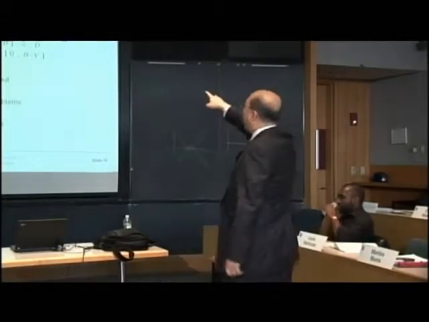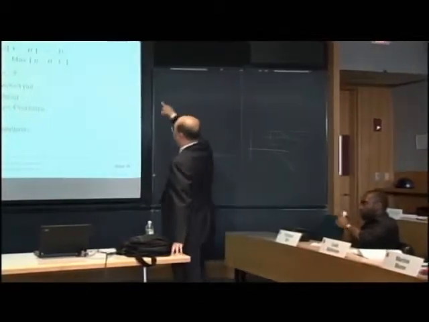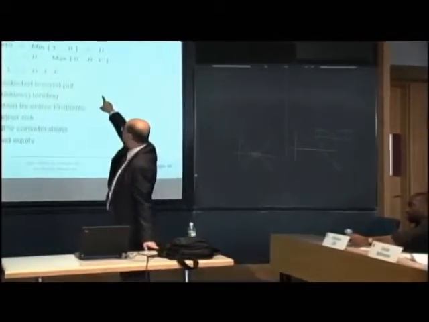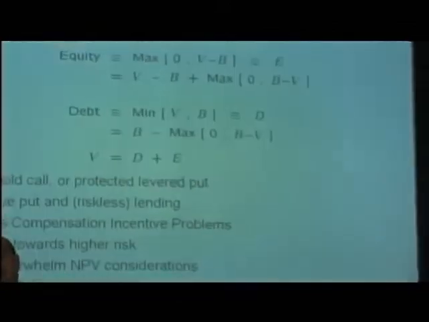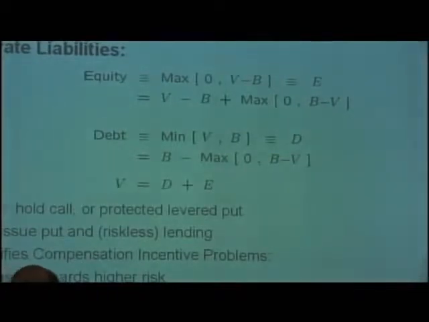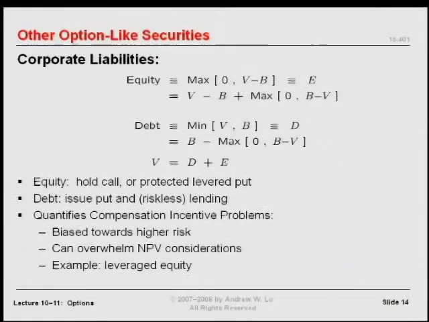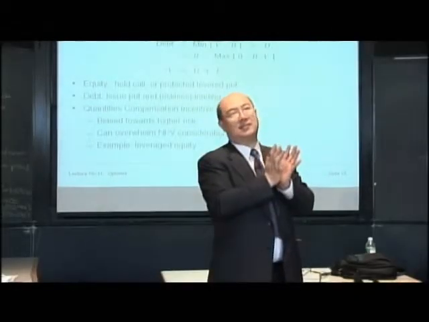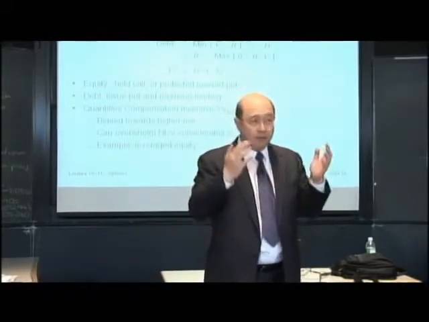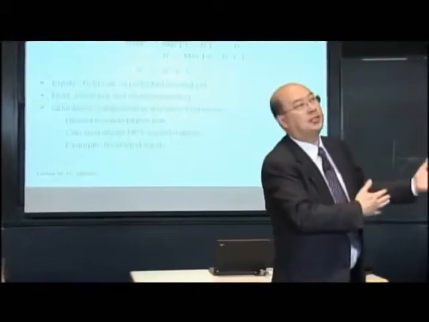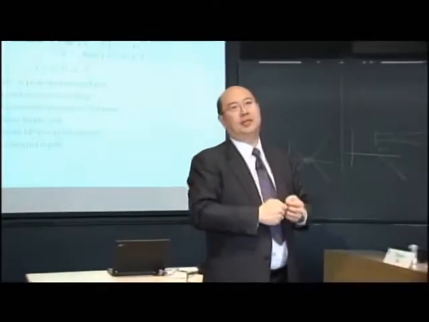So the value of the equity on the maturity date for the bonds is actually the maximum of 0, V minus B. Now, that should look very familiar to you. That should look like the payoff of a call option, right? Where the strike price is B and the value of the underlying security is V, the value of the firm's assets. So what that means is that equity holders can be viewed as owning an option on the firm's assets with the strike price of B.